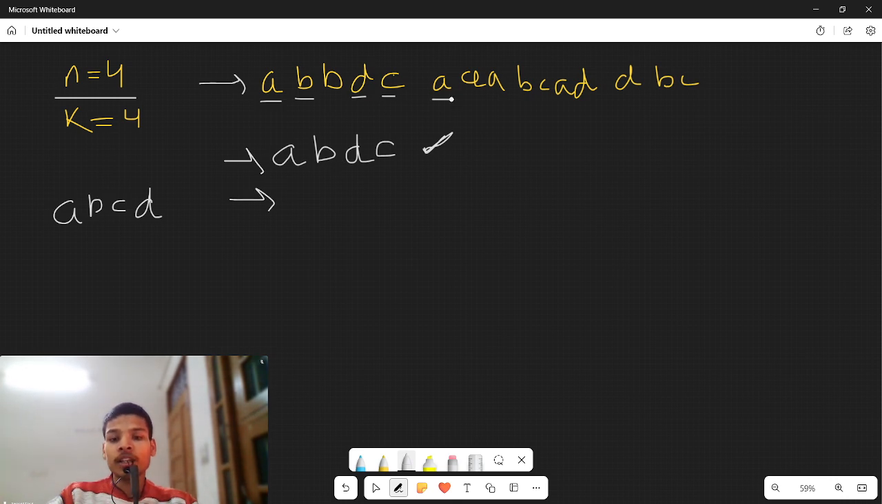Right. Now I'm getting A. Whether A is there? No, A is not there. A is also there. Now whether my B is there? No, B is not there. So I will put B. Whether C is there? No, C is not there. Whether A is there? Yes, A is there. Whether D is there? No, D is not there. So I will put D.